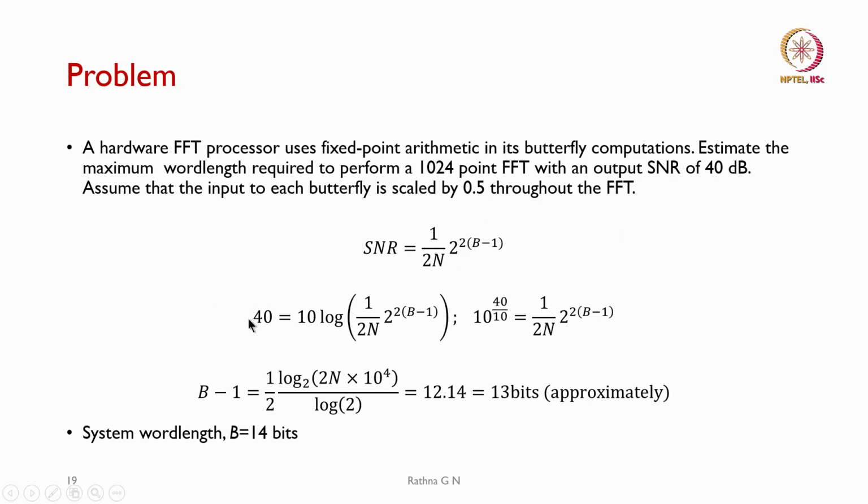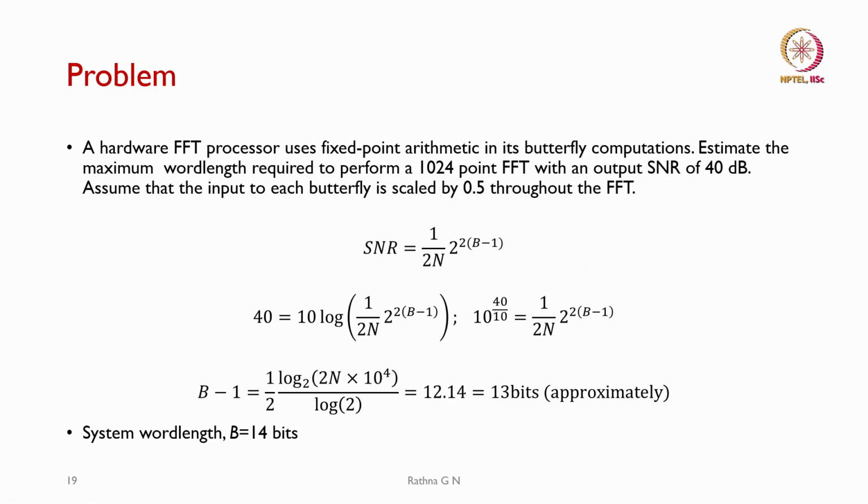So, we have been given the signal to noise ratio as 40 dB; substitute this, putting 10 log on the right hand side. You will be solving this, then I need b minus 1 equal to 12.14 bits, which is nothing but 13 bits, approximating to the next higher number. Then the system word length for this is b equal to 14 bits. So, you can see if I want to have CD quality, which is 91 dB, and the scaling is 0.5, you can work out how many bits are required and then come back with the answer.